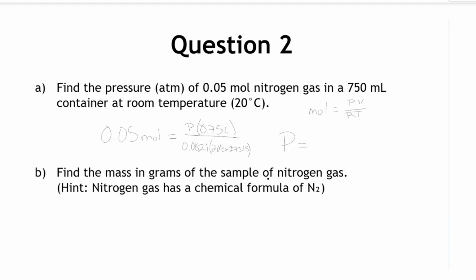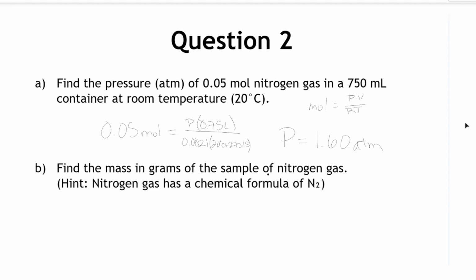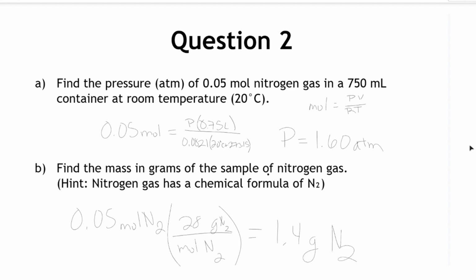Using algebra, we can solve for pressure. And we find pressure to be 1.60 atm. Part B asks us to find the mass in grams of the sample of nitrogen gas, which has a chemical formula of N2. Since we already have the moles of the sample, we can convert this to grams by multiplying by the molar mass, and we find that the sample of nitrogen gas is 1.4 grams. Let's look at another problem.